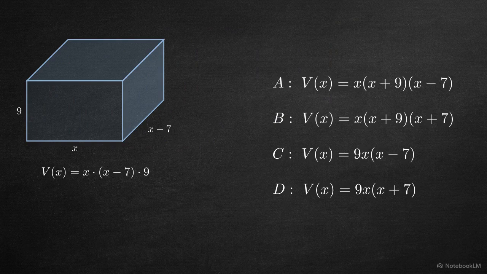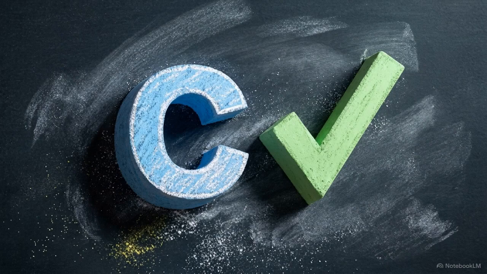Welcome back. Because we can multiply in any order, we can move the 9 and the x to the front of the expression. This gives us V of x equals 9x times x minus 7, which matches option C. Let's see why the other options are incorrect. Options A and B use x plus 9 for the height, but we know the height is exactly 9 centimeters. Option D uses x plus 7 for the width, which would incorrectly make the width larger than the length. Therefore, option C is the only mathematically correct translation of the dimensions given.